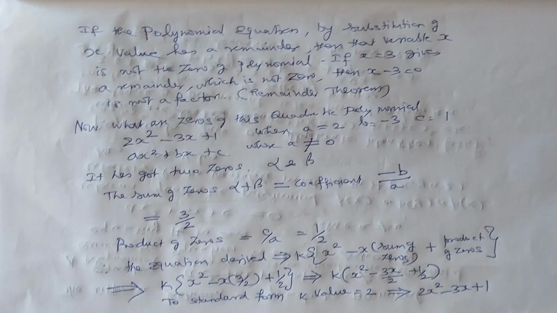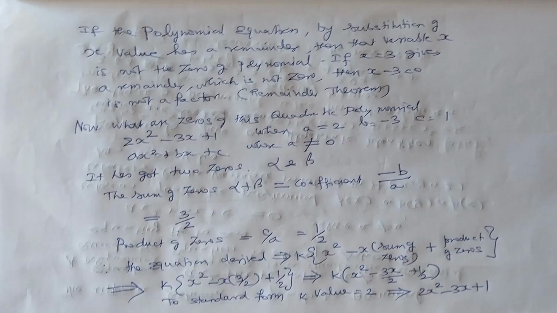Now what are the zeros of this quadratic polynomial 2x squared minus 3x plus 1, where coefficient a is equal to 2, b is equal to minus 3, c is equal to 1. It is in the form of ax squared plus bx plus c. It has two zeros, alpha and beta. The sum of zeros, alpha plus beta, is given by minus b by a, that is 3 by 2. The product of zeros is given by c by a, which is equal to 1 by 2.